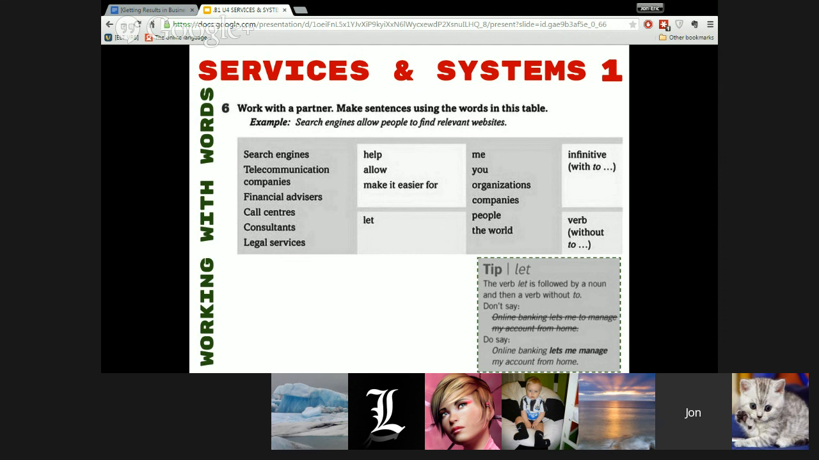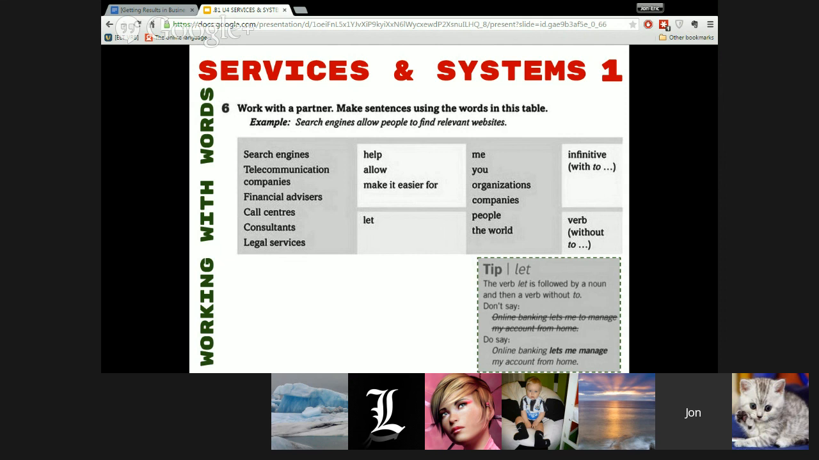Anna Carolina, you're the lucky one. You're gonna get a bonus topic that's not on the screen. You can start thinking of your topic because Jose has got the last one. Jose, legal services. Jose, I'm going to give you a special stipulation. You have to use the word let. I don't want you to choose help, allow, or make it easy. You have to use the word let with legal services.